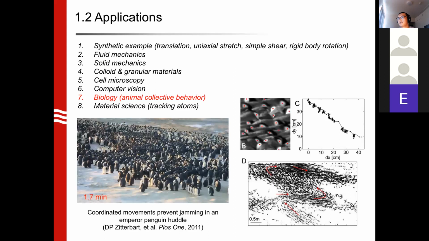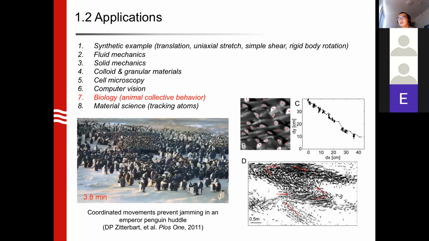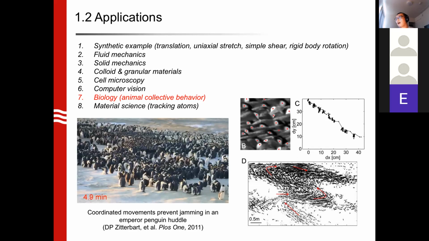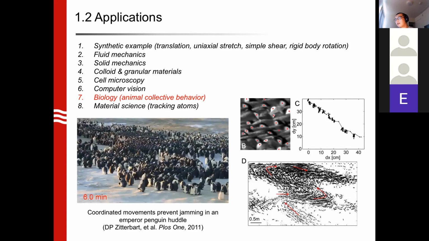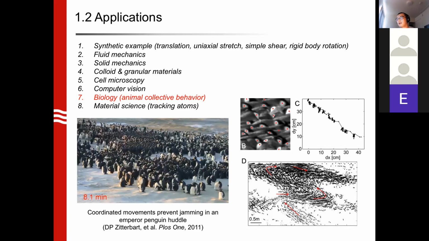Just to give you some idea, the scale can be quite small, like a cell or atom, or quite large, like animals, cars, or planets. The thing is, you just need to have something to track.